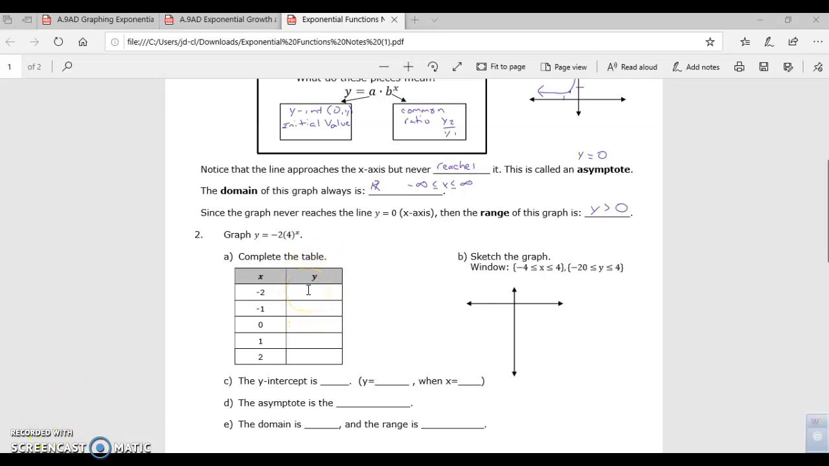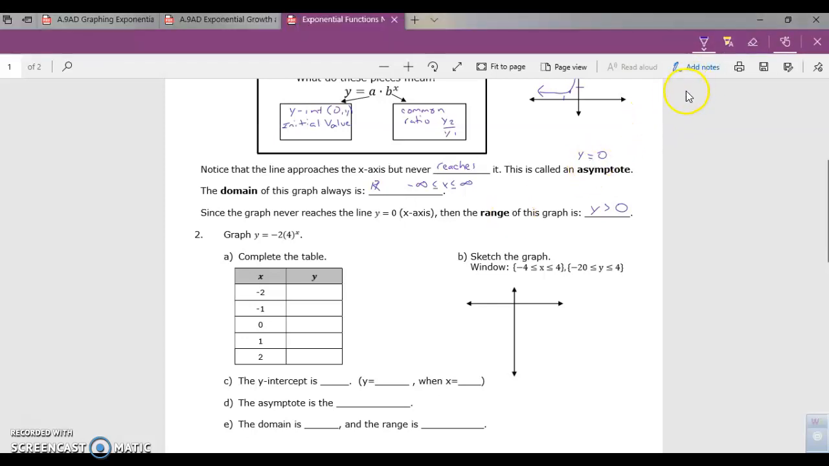Okay, let's take a look at problem number 2. Make sure I've got notes going. Here we go. Our equation here is y equals -2 times 4 to the x. So you can evaluate this by hand or in a calculator if you have a calculator available. So when our x value is -2, that would give us a negative 0.125. So what we're doing is just fill it in the table with all the values when you evaluate them.